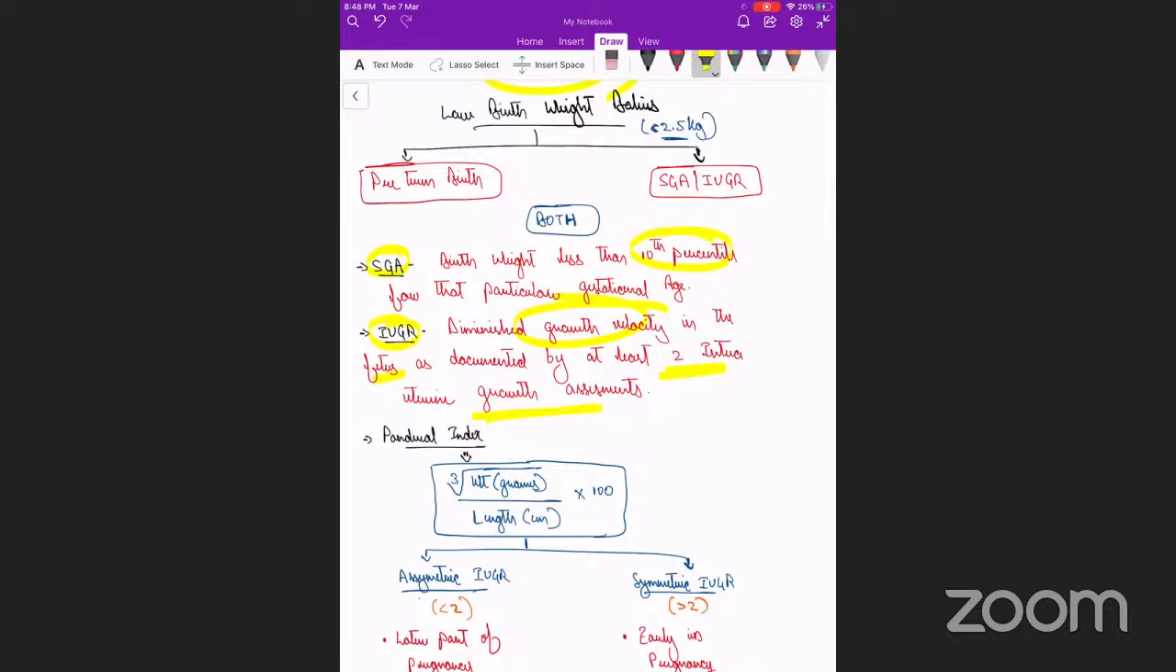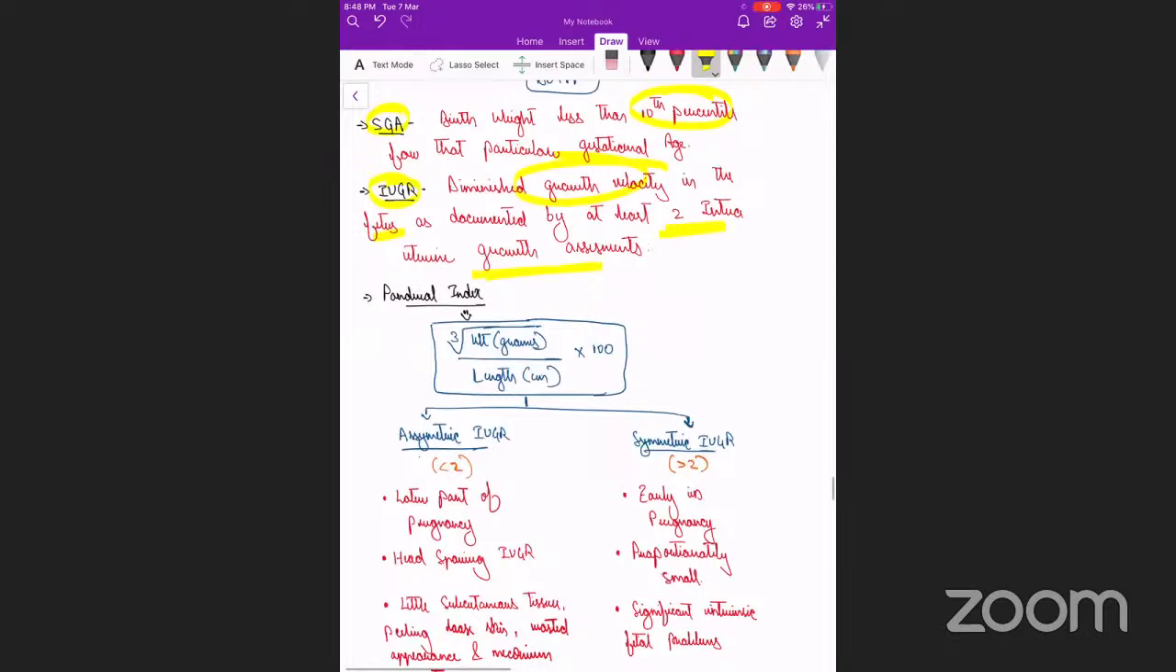So IUGR is a terminology used for the fetus. SGA is the one which is used for the newborn baby. So it is a very subtle difference, but usually SGA and IUGR babies are used synonymously. Fine. Now, once we get to know the baby is SGA or IUGR, then we go ahead and calculate the ponderal index.